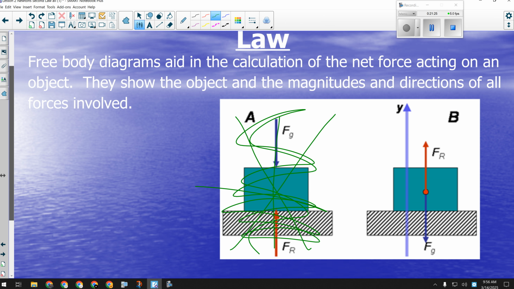If you have the notes package, this one's in the notes package. If you don't have the notes package, write this one down. This is going to be a pretty simple Newton's second law situation.